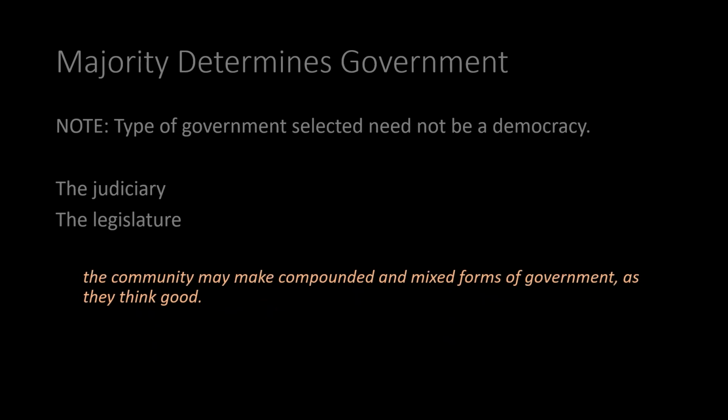One last point. According to Locke, the type of government that the majority decides on can be any form of government. It need not be a democracy. It might be a monarchy. Titles might be inherited or they could be appointed. The majority is free to choose whatever form of government best secures the safety and happiness of everybody in the community, or as Locke stated, quote, "And so accordingly of these the community may make compounded and mixed forms of government as they think good."